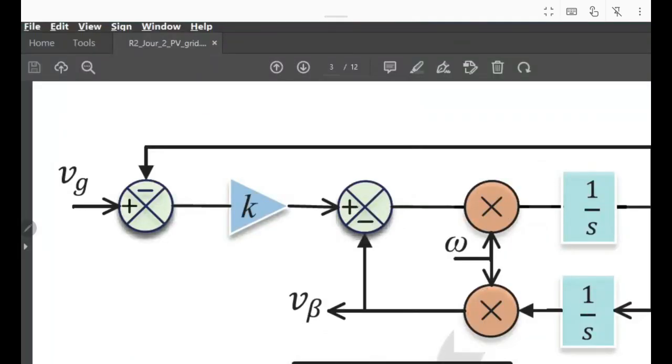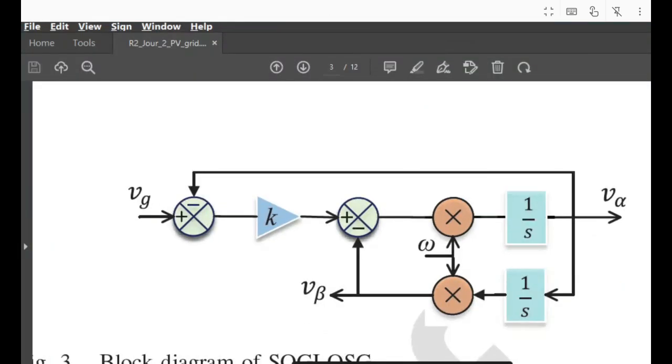So this is the basic structure of the SOGI, second order generalized integrator. Here the grid voltage is given and it is generating two orthogonal signals, V alpha and V beta. This is the V alpha and this is V beta.